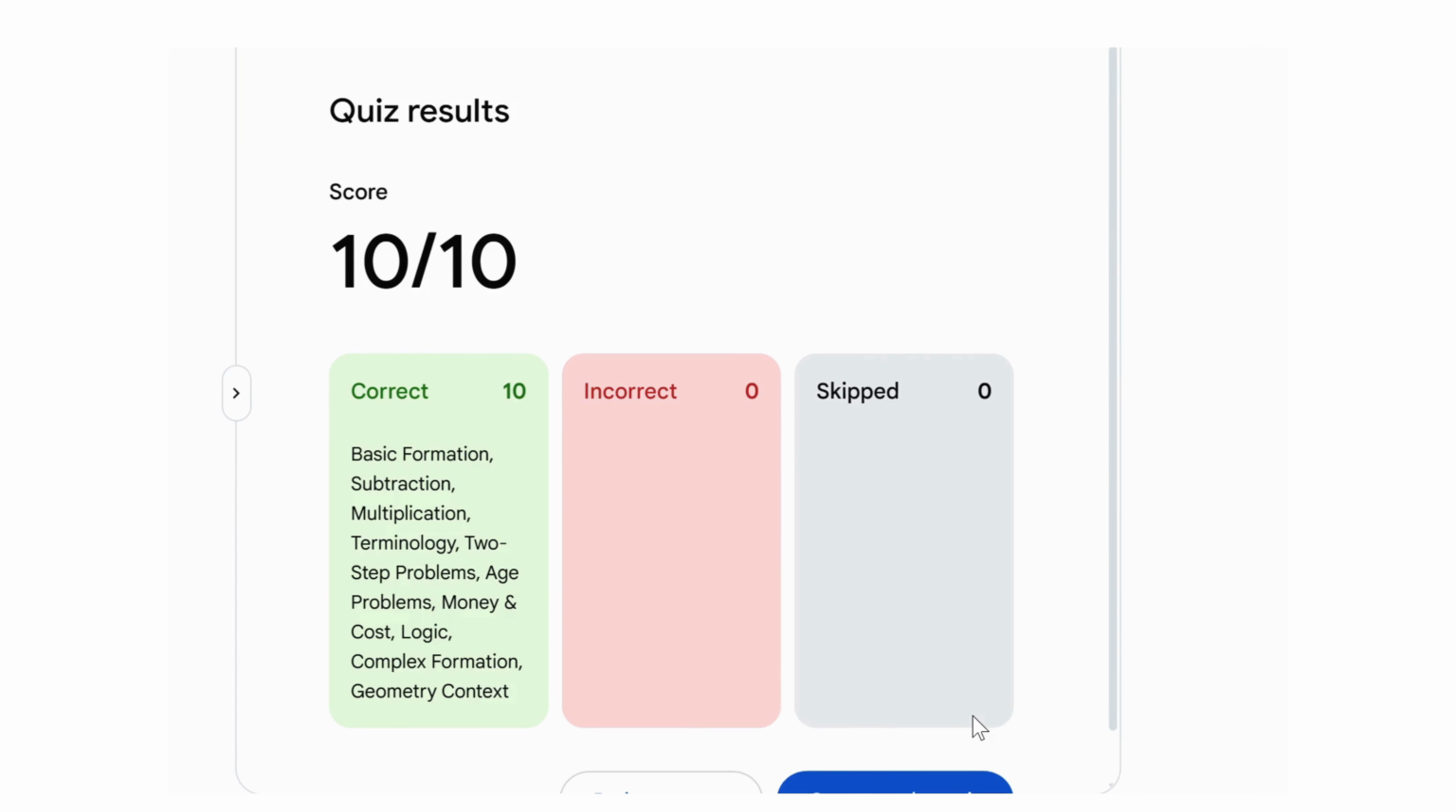Basics of subtraction, multiplication, terminology, two-step problems, age problems, money, code, logic, complex context.